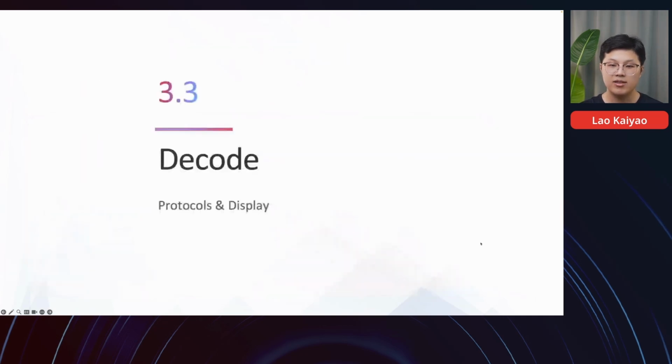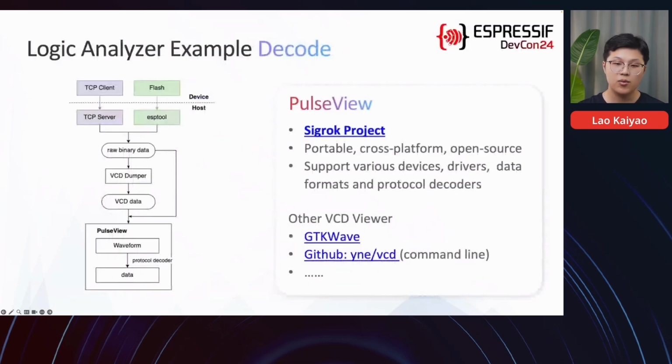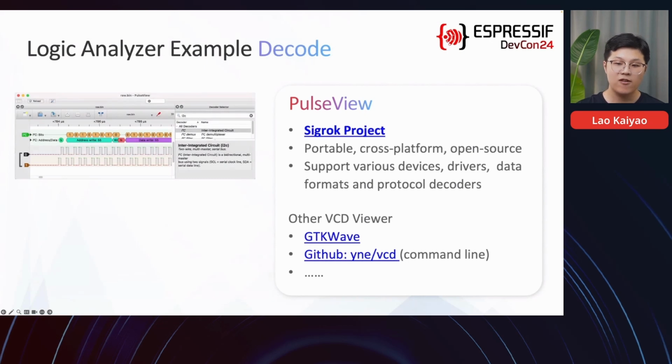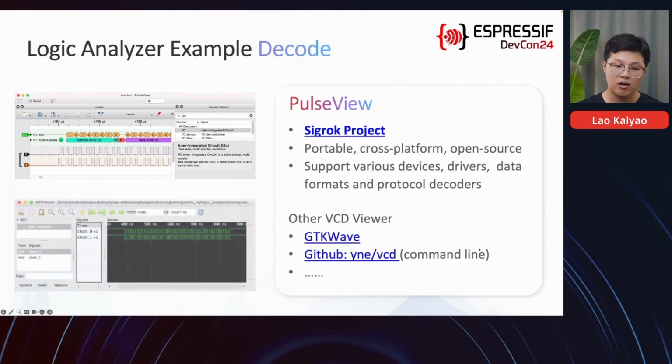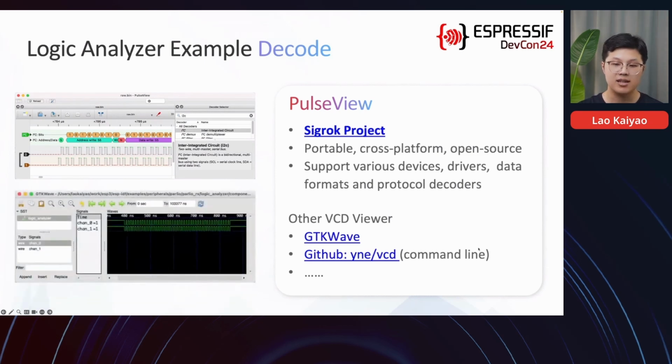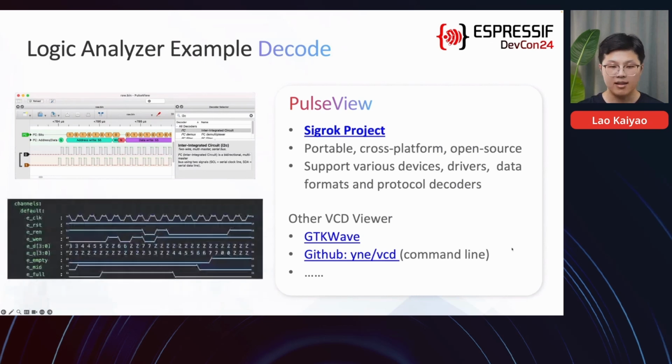Third part is the decode. After we receive the data on the host, it will be dumped into the VCD format. Then we can use PulseView to open this VCD file, and the data waveform will be displayed. PulseView is a powerful waveform viewer that supports various decoders and datasets. You can also select other VCD viewers according to your requirements, like GTKWave or the VCD project on GitHub, which is based on the command line.